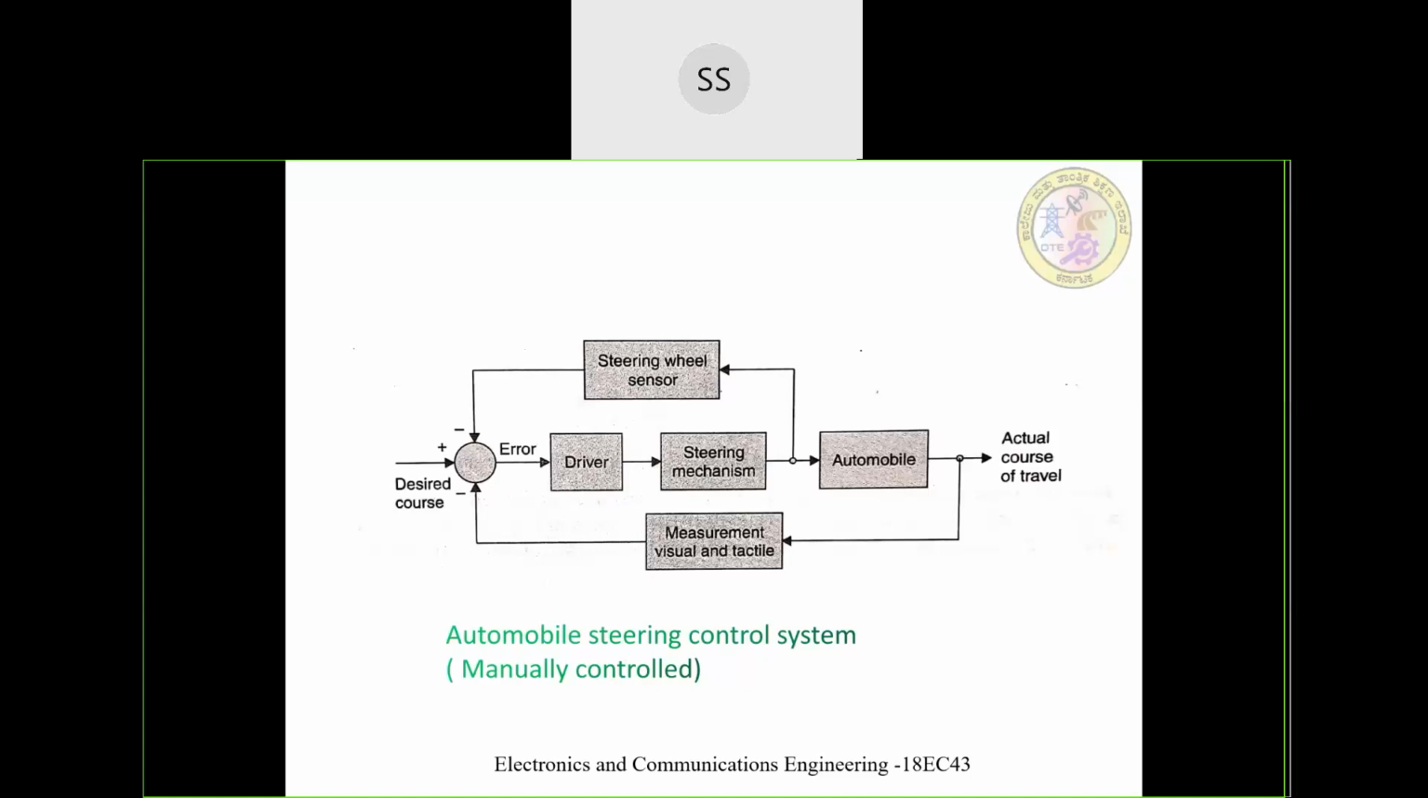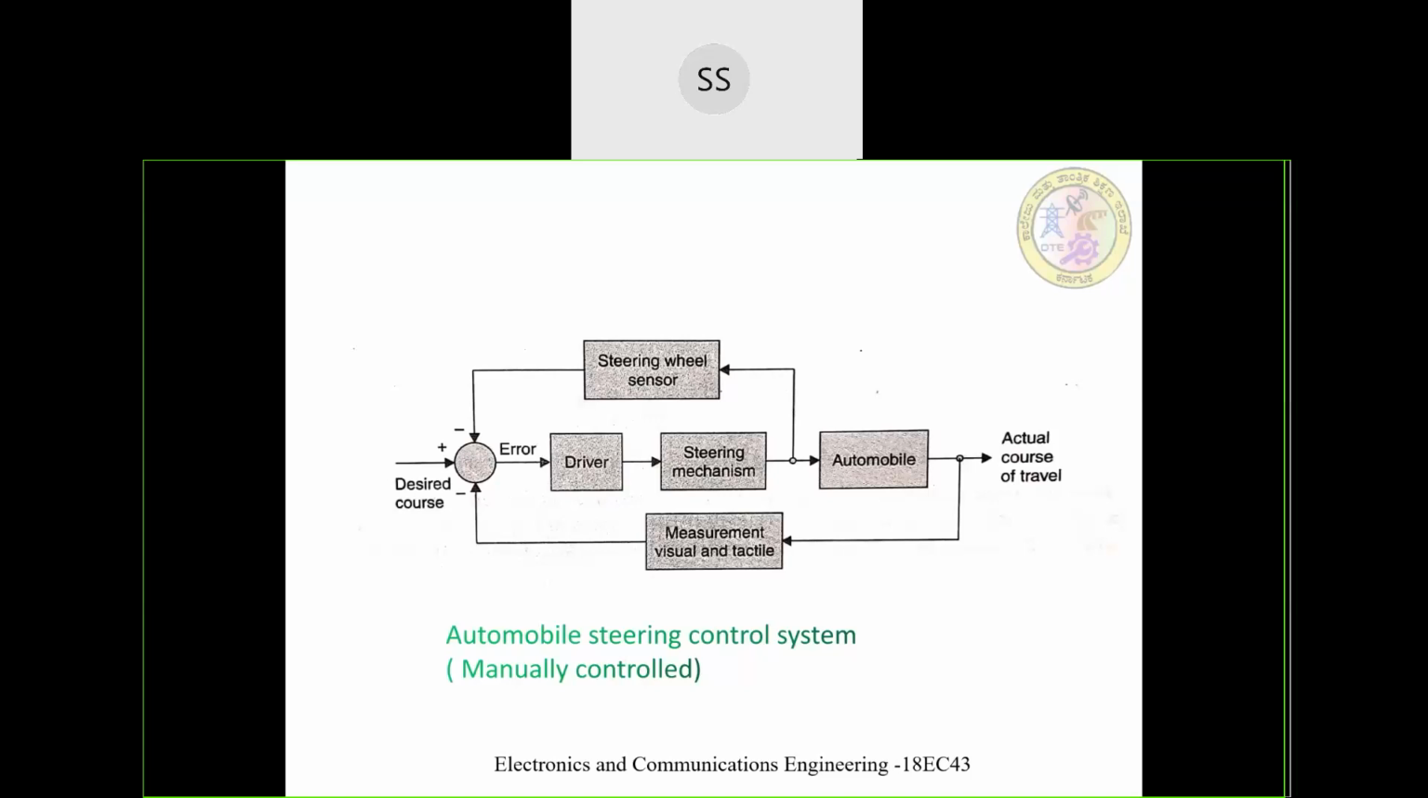Here you can say that two feedback paths are involved. The first is when the driver recognizes that the vehicle is not going on the desired path, and that forms one feedback path. Through his eyes and brain he recognizes that the vehicle has started moving in a different direction. Once he recognizes it, he changes the steering mechanism, changing the steering wheel so that the direction of the moving vehicle is changed. So in the second feedback, the steering wheel sensor is also shown.